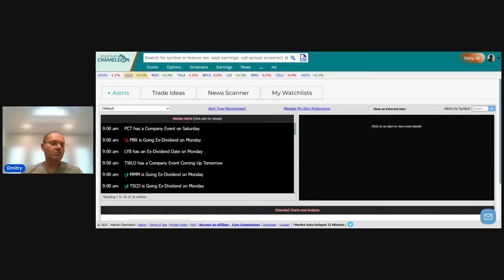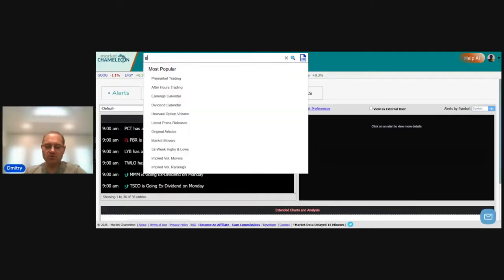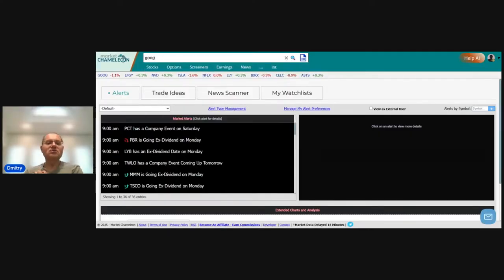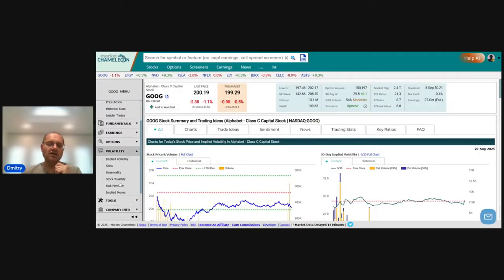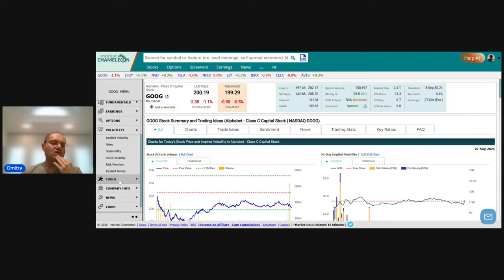So let's use an example here, and I'm just going to go to Google, for example. So I'm going to type in Google into our search. This will take us to Google's main summary page. And on the left-hand side, we have volatility. Let's click on that. And what we're going to do is look at it from two different perspectives, so we'll use two different tools. First, let's do the implied volatility.